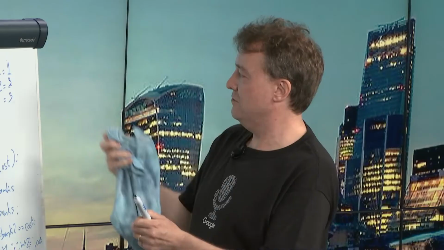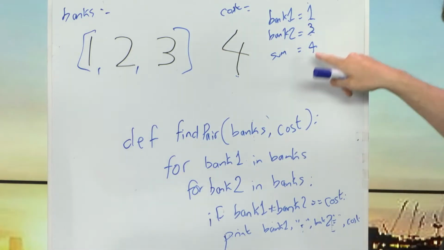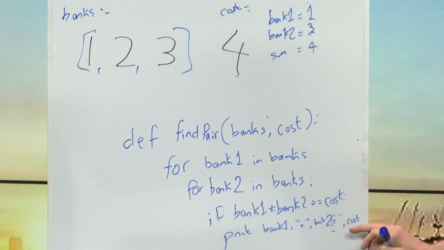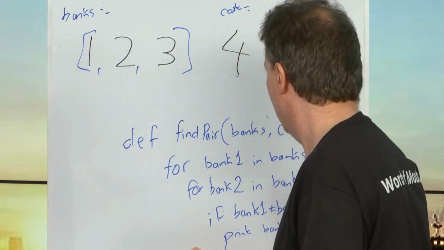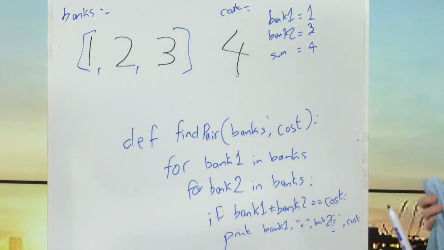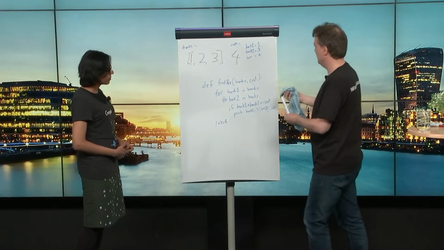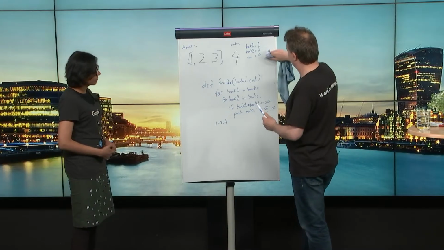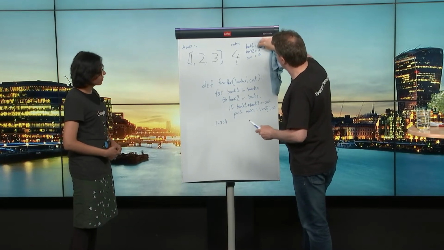Bank 2 equals 3. The sum is 4. So perfect. So this condition is now true. So it'll fall through into this, and it will write on the screen somewhere 1 plus 3 equals 4. Okay. Will it continue after that? Yes, there's no sort of break condition, so it will keep going. Okay, so the inner loop will finish. So we'll go back out to there.